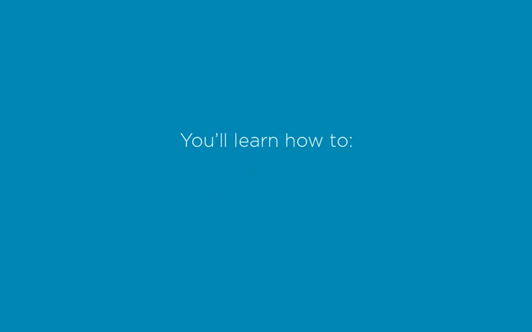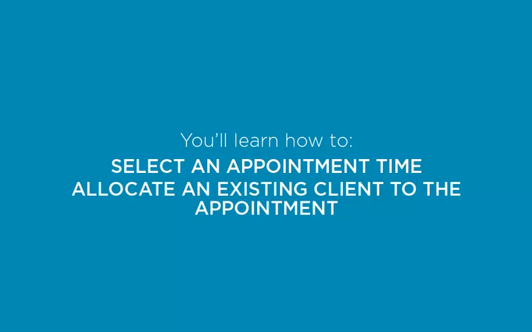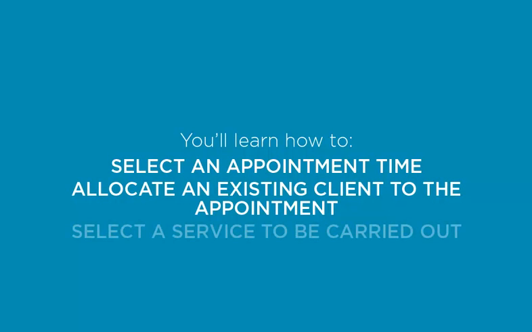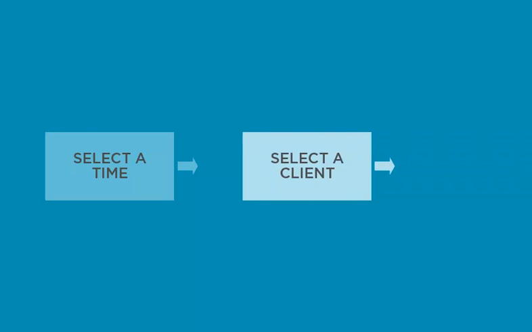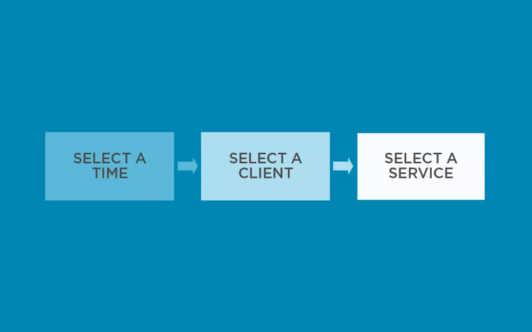In this lesson, you'll learn how to select an appointment time, allocate an existing client to the appointment, and select a service to be carried out. There are 3 steps to adding a new booking to the appointment book: selecting a time, selecting a client, then selecting a service.